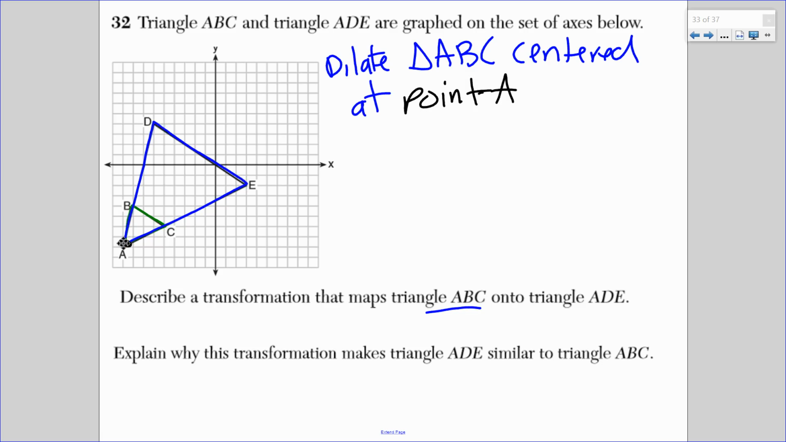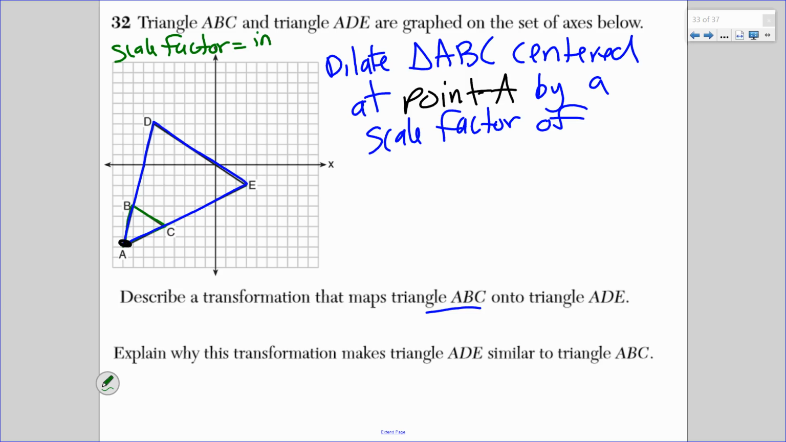and you need to state the scale factor. By a scale factor, well, define scale factor: it is the image over the original. So pick any pair of corresponding sides. Again, the image is ADE, so I put a little I up here for image. This is my original. So image over original could be AD over AB. It didn't have to be AD over AB. It could have been EA over CA. It could have been DE over BC. Any image over original. Explain why the transformation makes them similar.